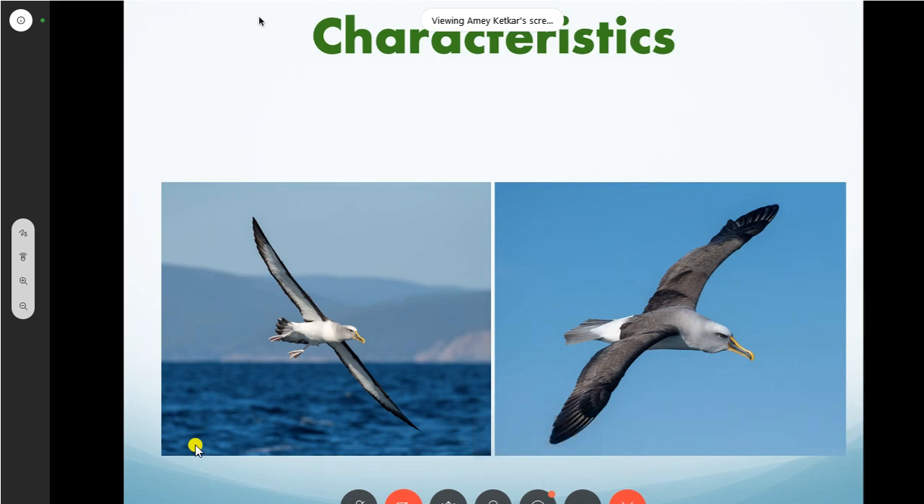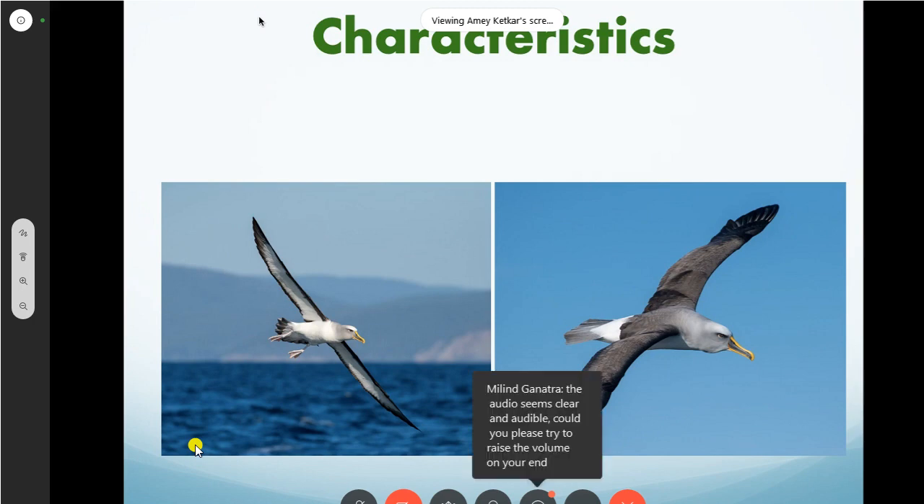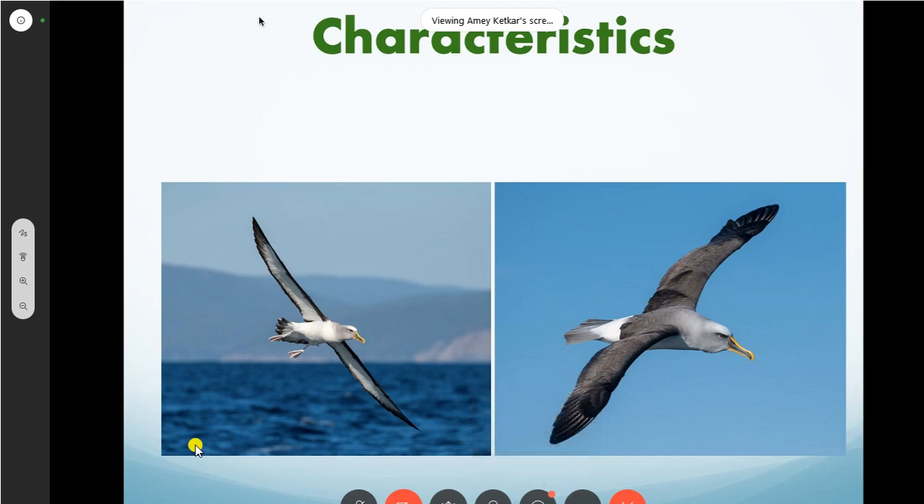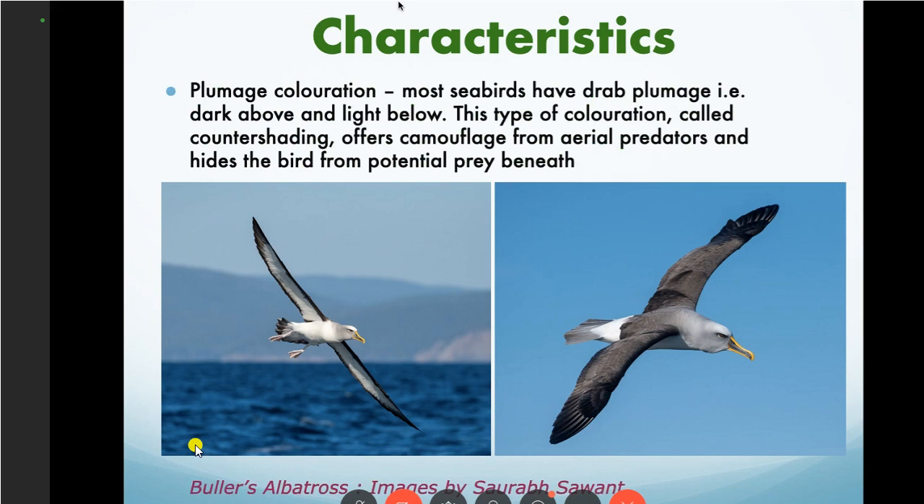This is a Buller's albatross. On the left hand side, you can see the underwing, and on the right hand side, you can see the upper wing. The first thing that comes to your mind is the coloration, the difference in the shades. The upper wing is really dark and the underwing is light. This kind of strategy is seen in a lot of seabirds, and that is exactly what is called counter shading.